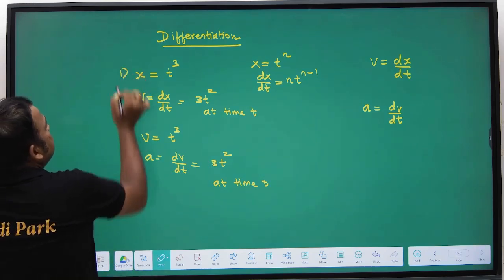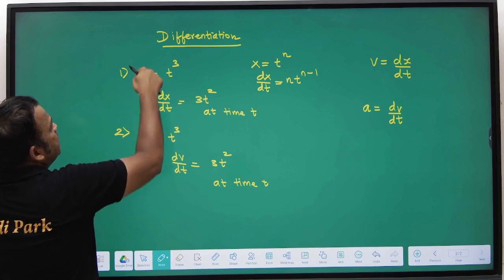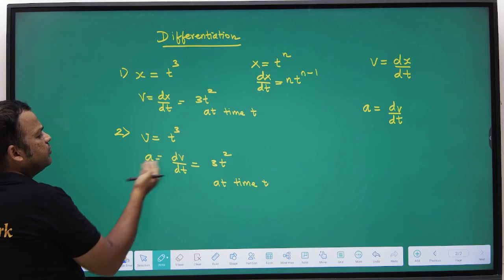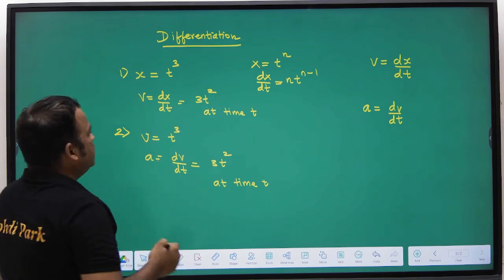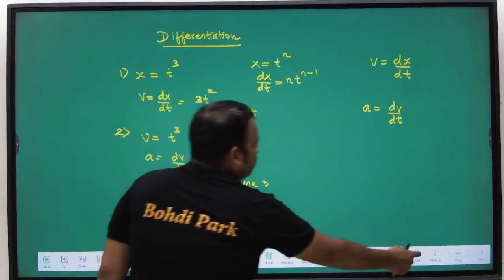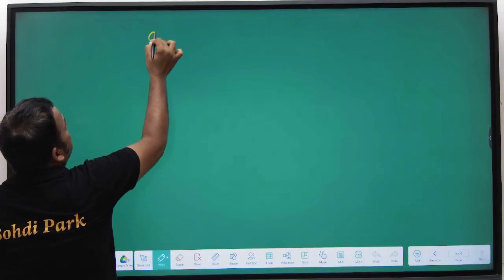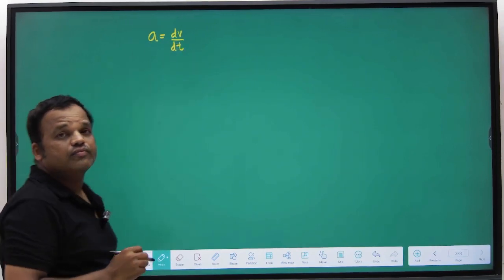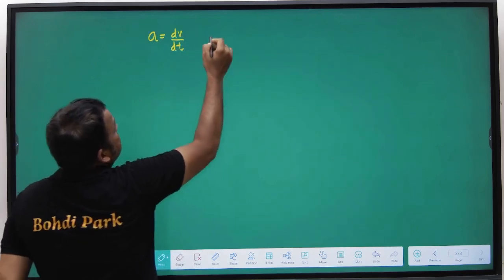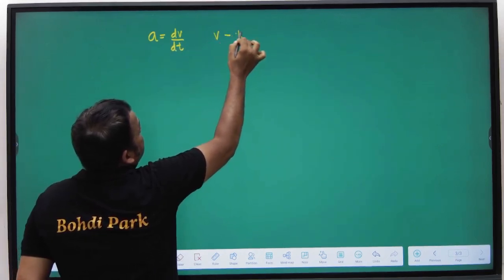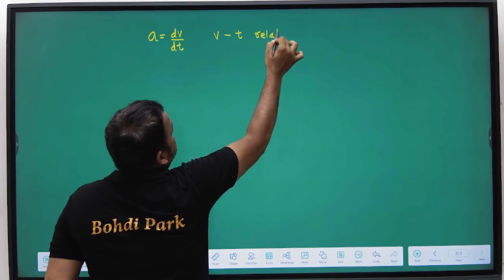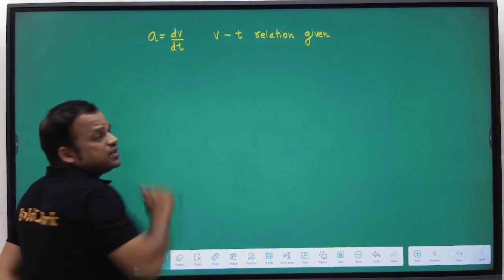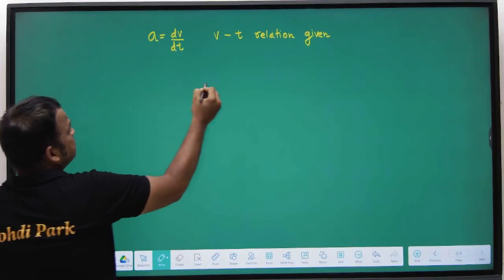So these are two examples: when x is given as a function of time, how to find velocity, and when v is given as a function of time, how to find acceleration. Now we have the formula for acceleration, dv by dt. We can use this formula when the vt relation is given.